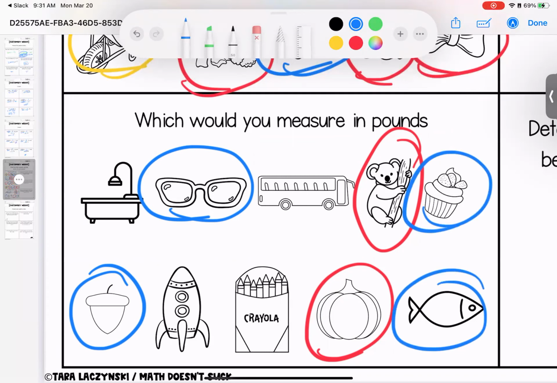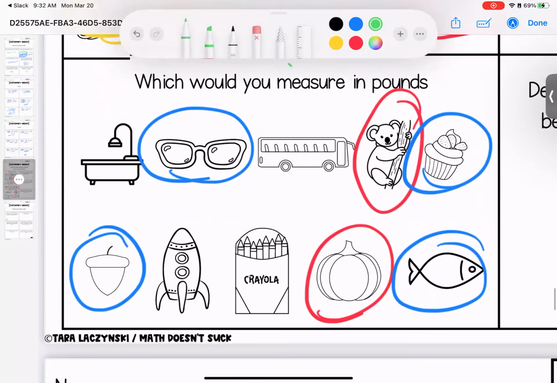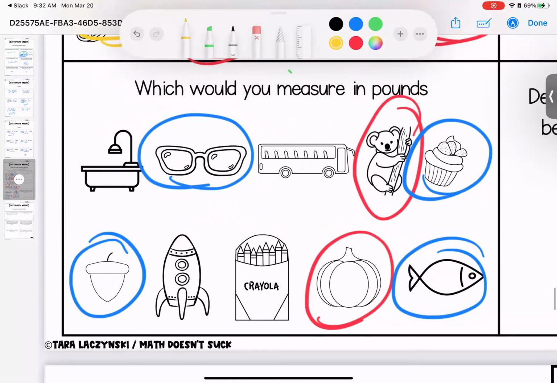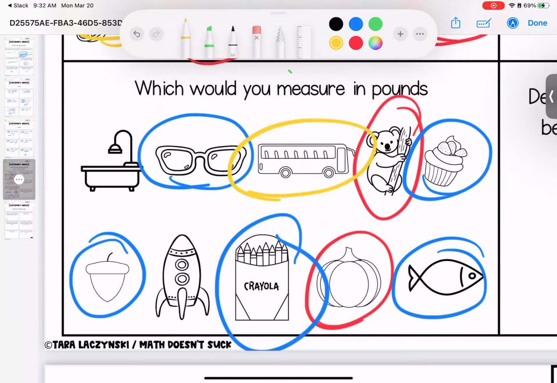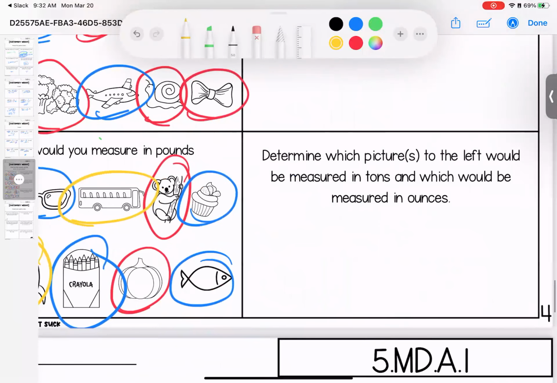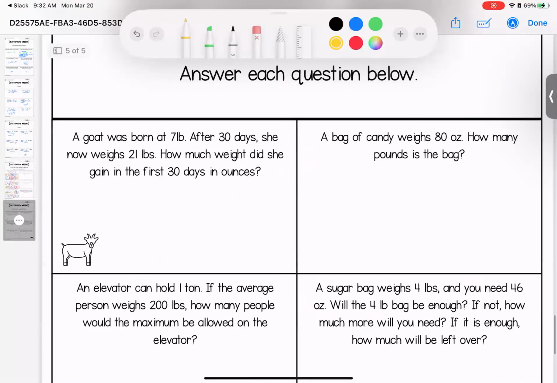And then what would I measure in, actually, let's measure a bathtub. No, we'll do tons. What would I measure in tons? Sorry, kiddos, I got really distracted there. And crowns, I would do in ounces. And then tons would be the bus, the spaceship, and the tub or the desk. All right, kiddos. Any questions on these? Bring them with you to class.